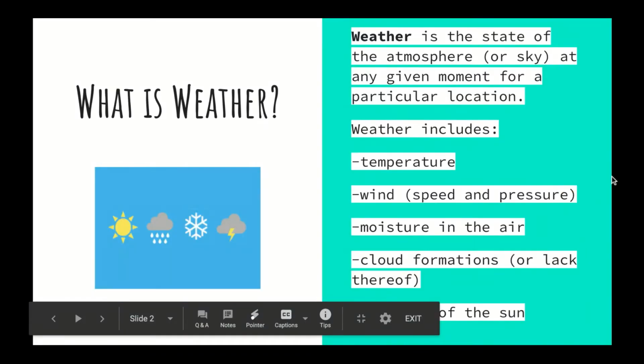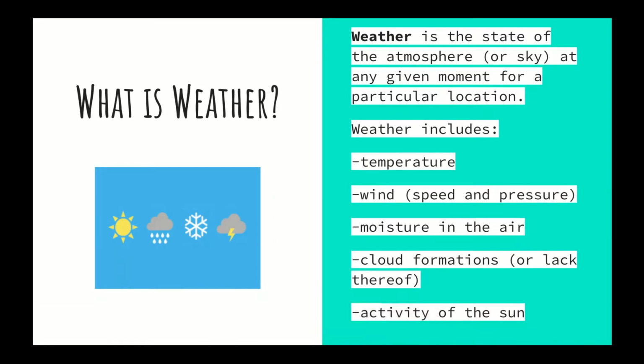All right, so just to review what weather is in general, weather is a state of the atmosphere or sky at any given moment for a particular location. So weather includes temperature, wind speed, wind pressure, moisture in the air or humidity, cloud formations or lack thereof if it's a clear day, and the activity of the sun. Okay, so that ties into temperature, right? The activity of the sun. And so weather changes from moment to moment, minute to minute, hour to hour, day by day. So when you think of weather, just know that it changes.